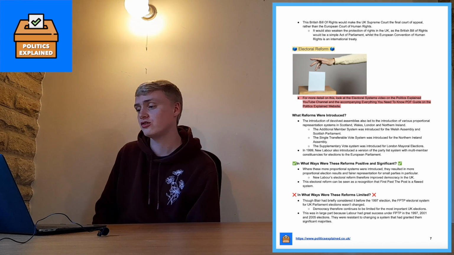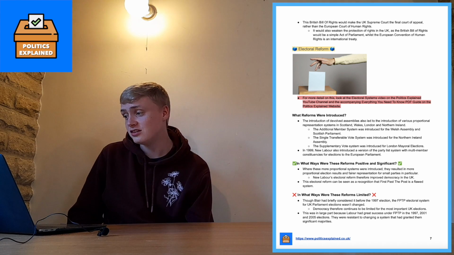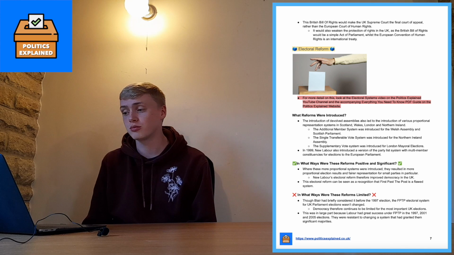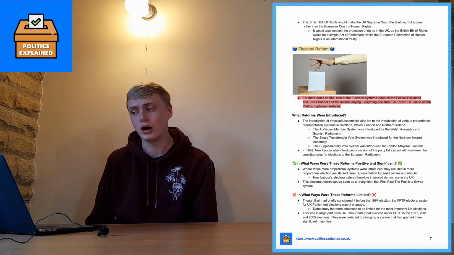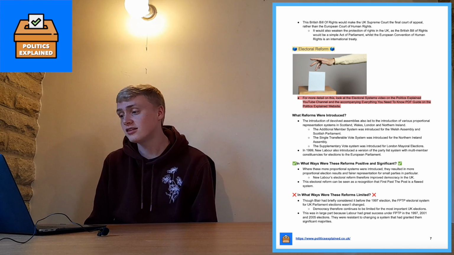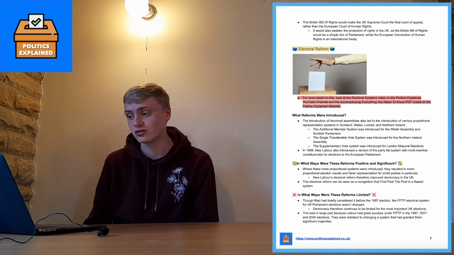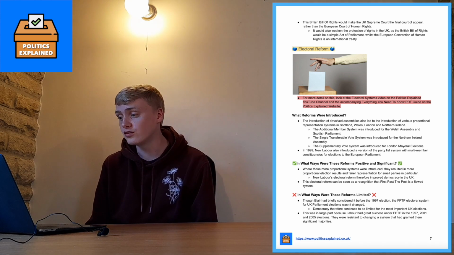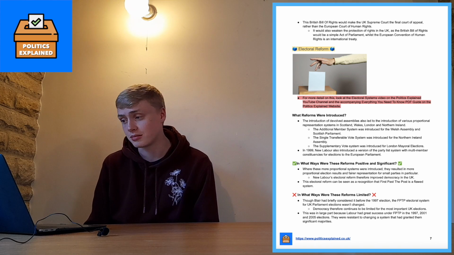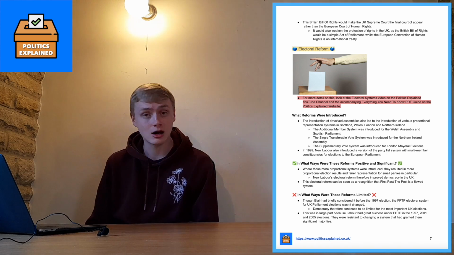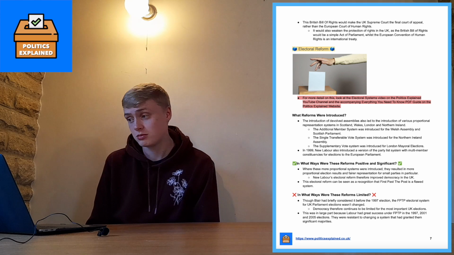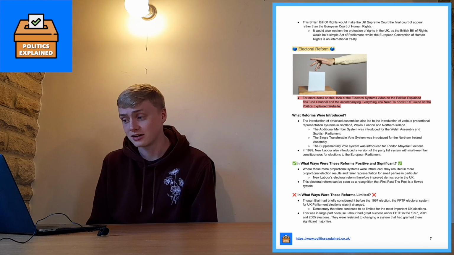So what reforms were introduced? The introduction of devolved assemblies also led to the introduction of various proportional representation systems in Scotland, Wales, London and Northern Ireland. The additional member system was introduced for the Welsh Assembly and Scottish Parliament. The single transferable vote system was introduced for the Northern Irish Assembly, and the supplementary vote system, though it's now been removed and replaced with first past the post, was introduced for London mayoral elections.